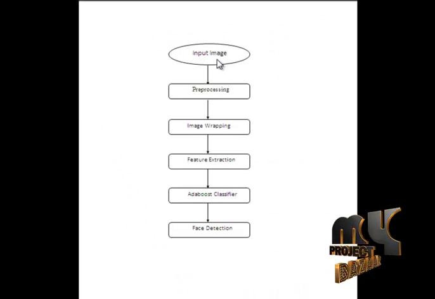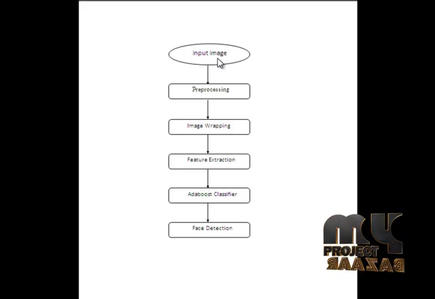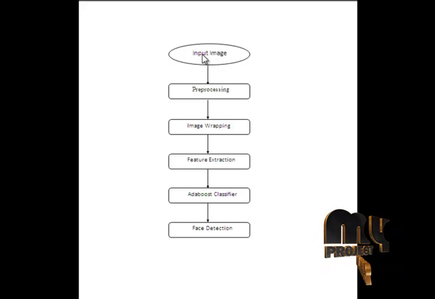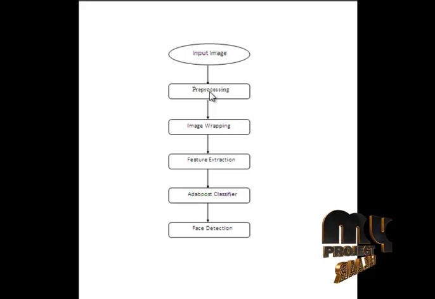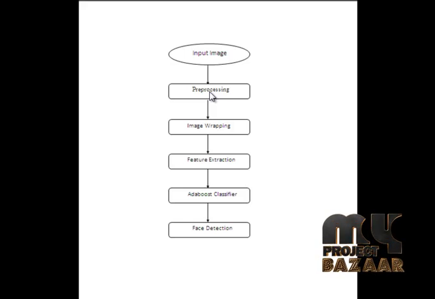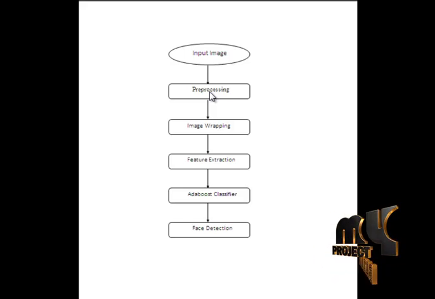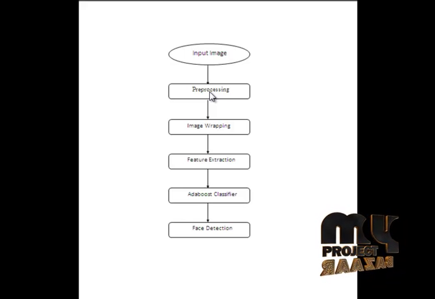Here we have to give the input image. The input image will be the omnidirectional image. The omnidirectional image will pass to the pre-processing step. In this stage, we will remove the noise from the images. For that, initially we are converting the images to gray. After converting to gray, it will pass to the Gaussian filter function.